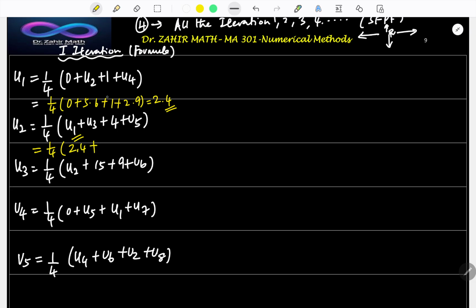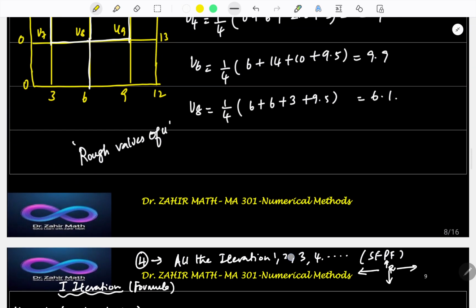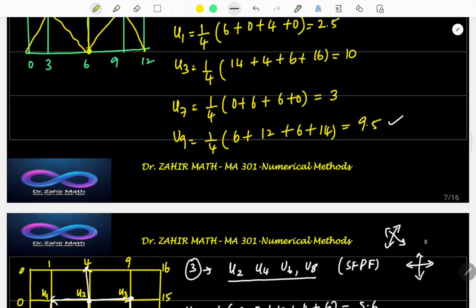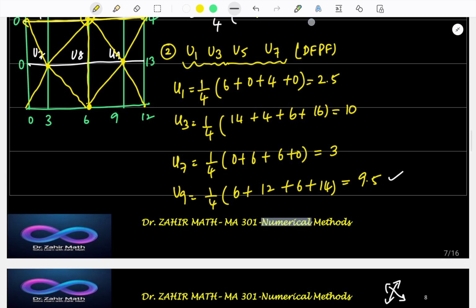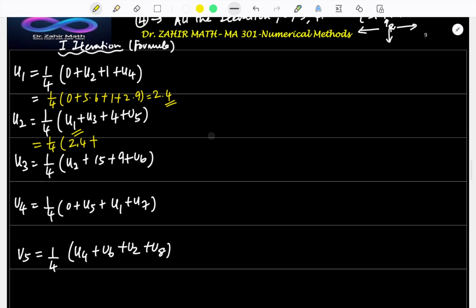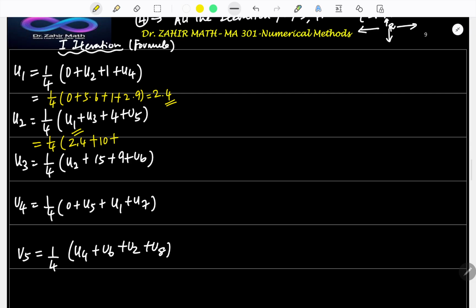Plus u3, is it available in the same step? No, so go to the previous step. u3 comes from step number 2, which is 10. So 10 plus u4, 4, plus u5 from the first step, which is 6. Which is equal to, I got 5.6.